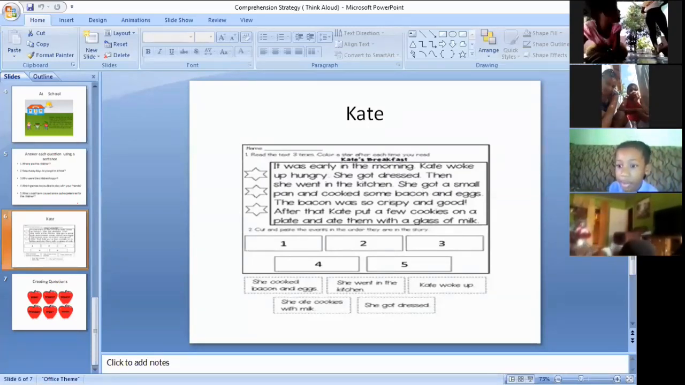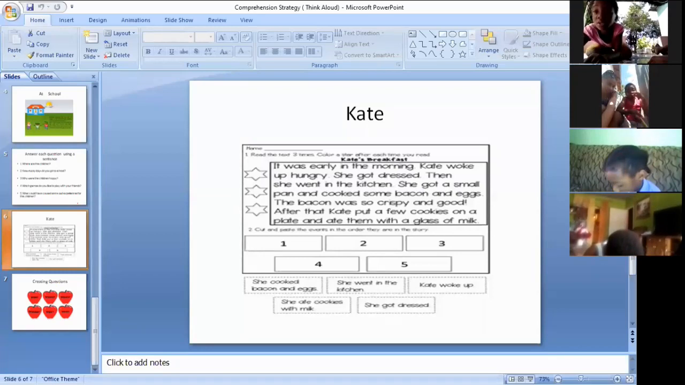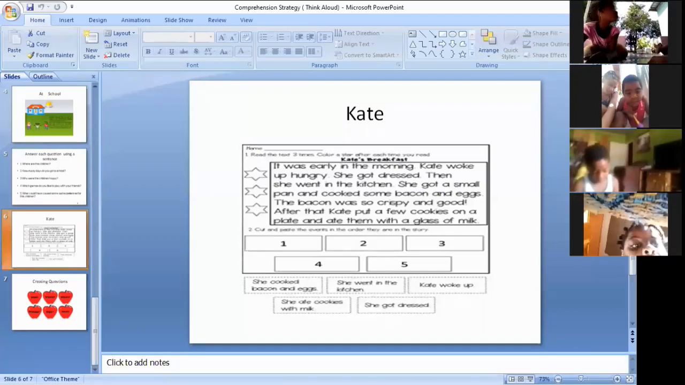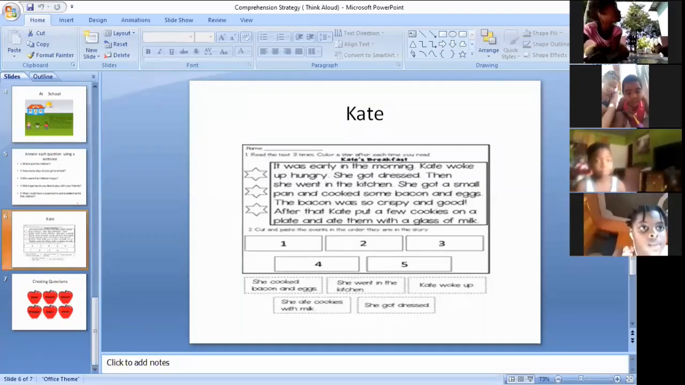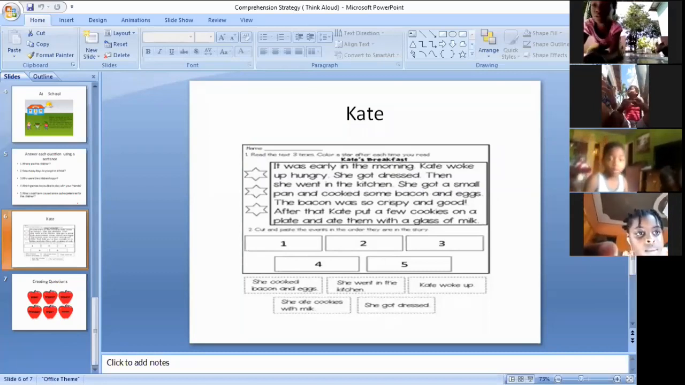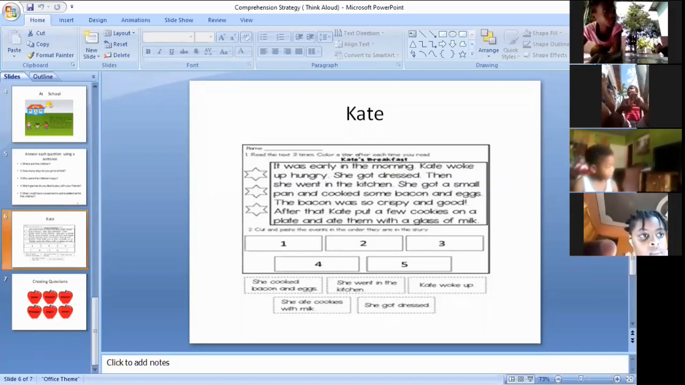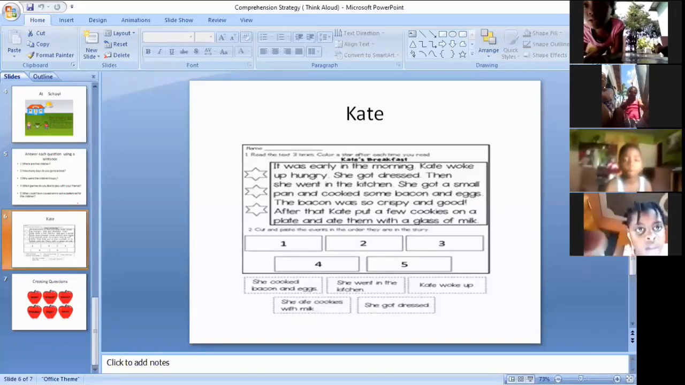Why did she eat cookies and milk? Yes. Anybody else? Whose hand is raised? Michaela, what's your question? Why did she eat cookies and drink a glass of milk? All right. Anybody else?